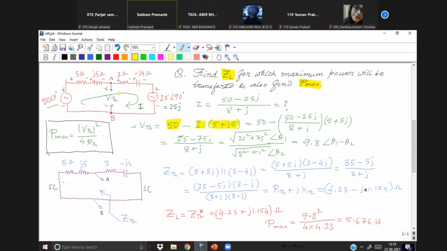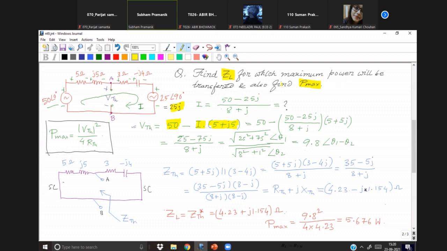You can also find the same if you go from the right hand side. If you are at the right hand side, then that side will give you 3 minus J4 multiplied by I plus 25 angle 90 degree. By the way, 25 angle 90 degree is actually 25J. Remember, any quantity when multiplied with plus J means there is a 90-degree phase advancement. If multiplied by minus J, that means 90-degree phase delay. So in either way, you can find the voltage VTH.